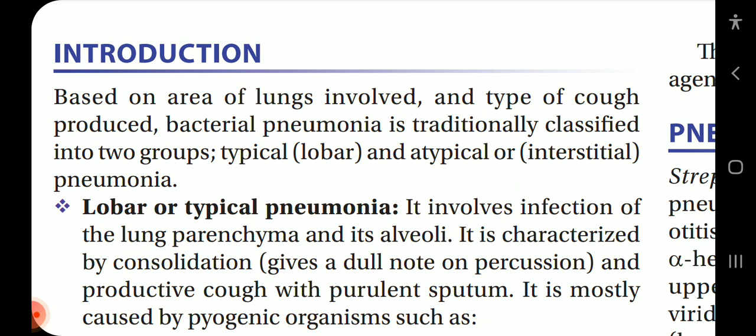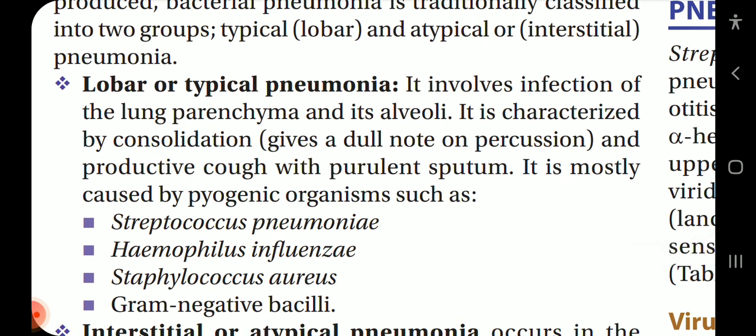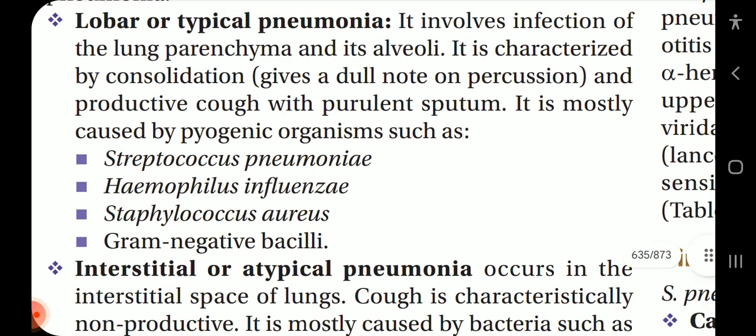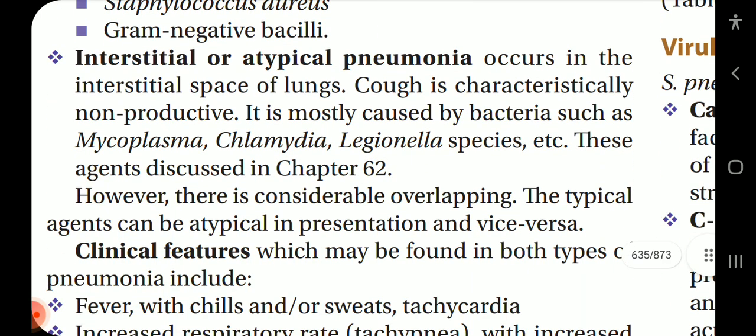Introduction. Based on area of lungs involved and type of cough produced, bacterial pneumonia is traditionally classified into two groups: typical lobar and atypical or interstitial pneumonia. Lobar or typical pneumonia involves infection of the lung parenchyma and its alveoli. It is characterized by consolidation, which gives a dull note on percussion, and productive cough with a purulent sputum. It is mostly caused by pyogenic organisms such as Streptococcus pneumoniae, Haemophilus influenzae, Staphylococcus aureus, and gram-negative bacilli.